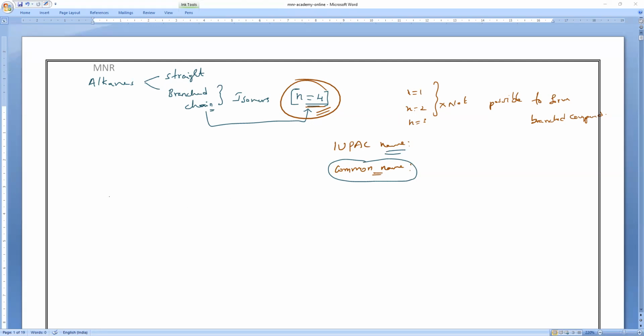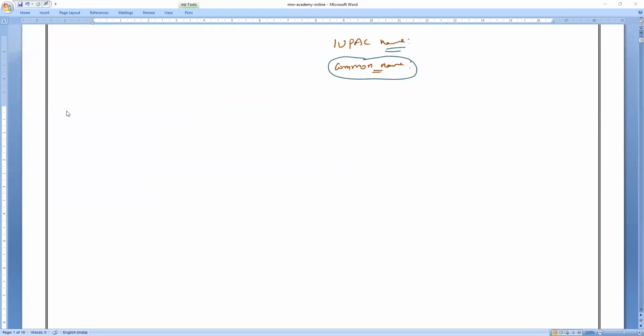So today's class, the next topic is nomenclature of unsaturated hydrocarbons. Unsaturated hydrocarbons are two: alkenes as well as alkynes. So let us see the nomenclature of alkenes and alkynes. We'll discuss it, so all of you keep ready. Nomenclature of alkenes.